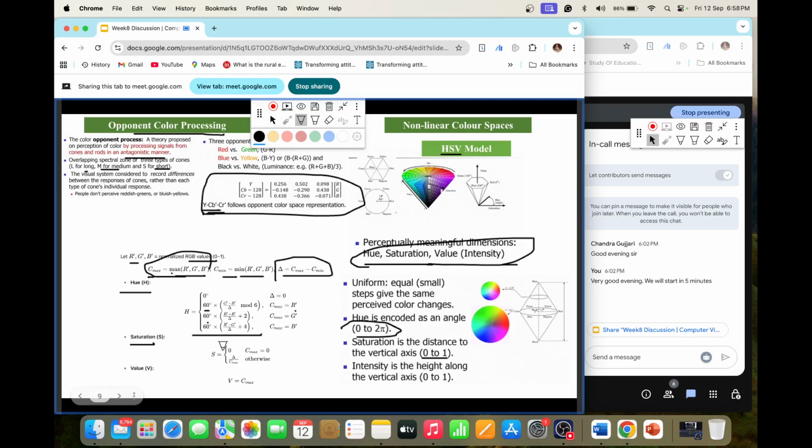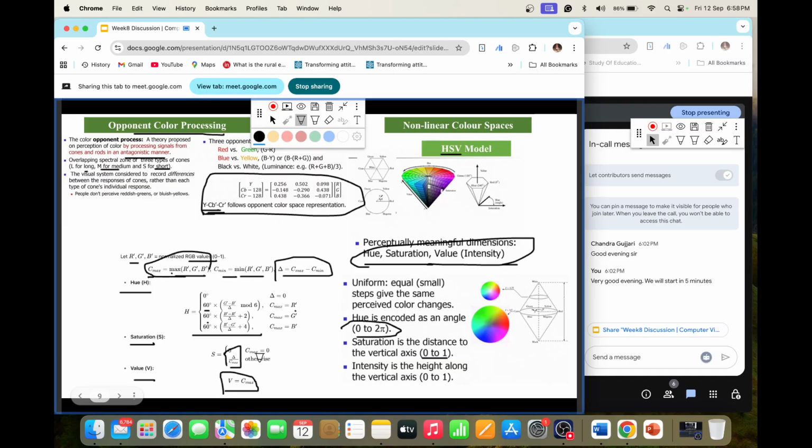Then you have the saturation. Saturation is 0 if C max is 0. Otherwise, saturation is given by this formula, delta by C max. And then you have value. Value is nothing but your C max. So that is how you can calculate the hue, saturation, and value.